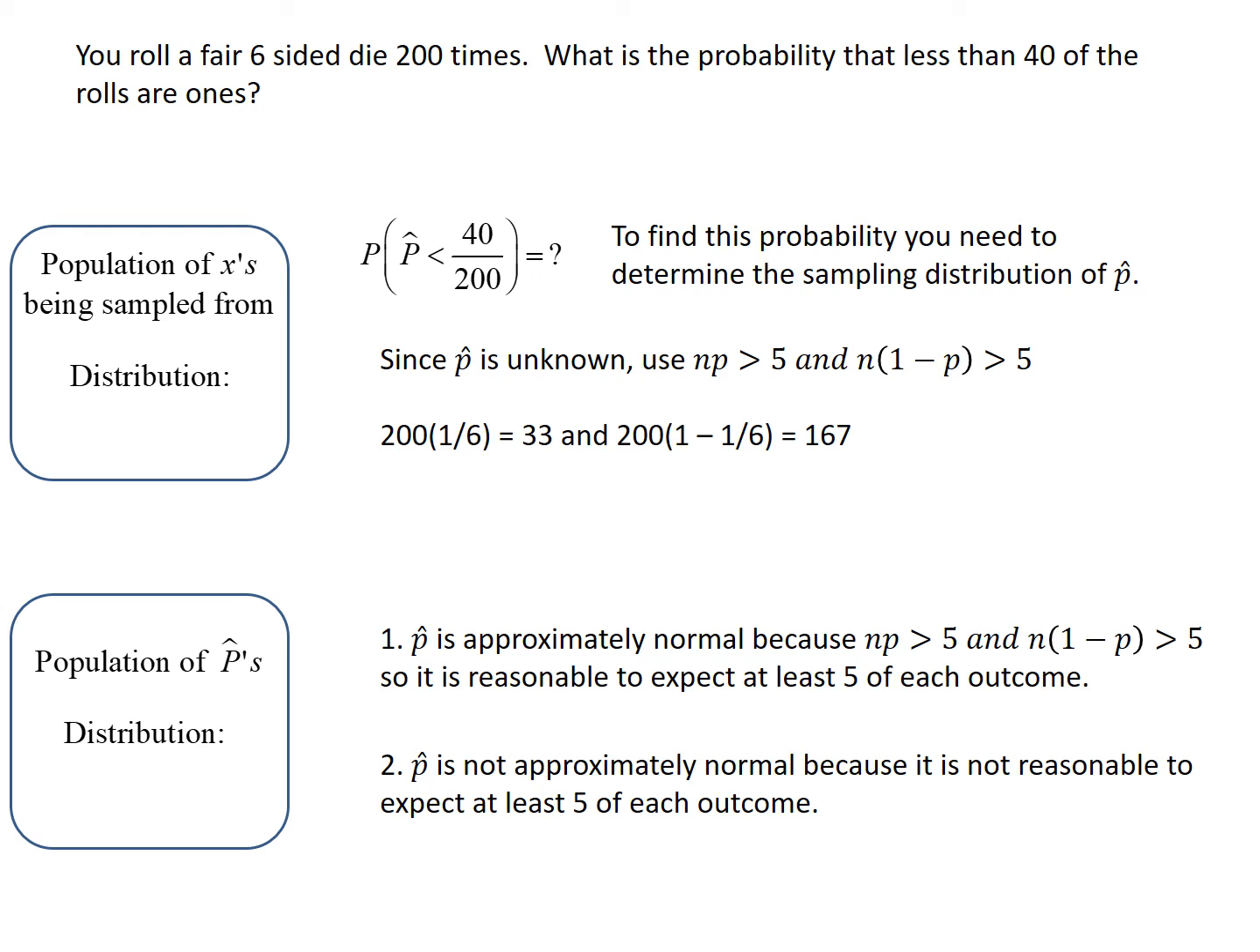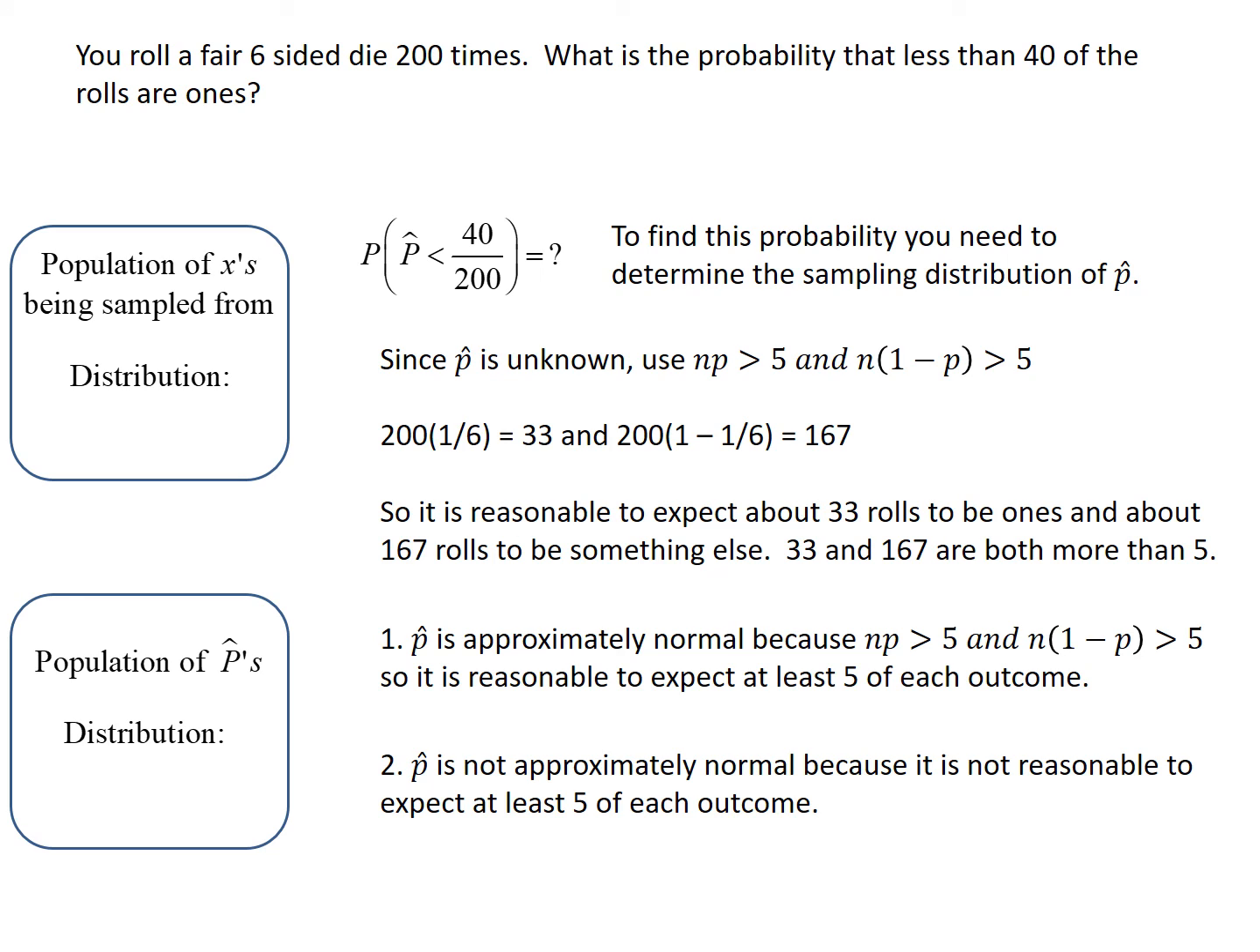Once we know that that's 33 roughly, we don't know that we're going to get exactly 33 out of 200 because the outcomes are random. But we expect it to be somewhere in the neighborhood of 33, which means it's very unlikely that we won't get at least 5. Okay, so we expect about 33 of the rolls to be ones and about 167 to be something other than a 1. Both those are more than 5. Okay, so we are good to go. p hat is approximately normal, right? And to find this probability, we'd use all the tools that we usually use with a normally distributed variable.